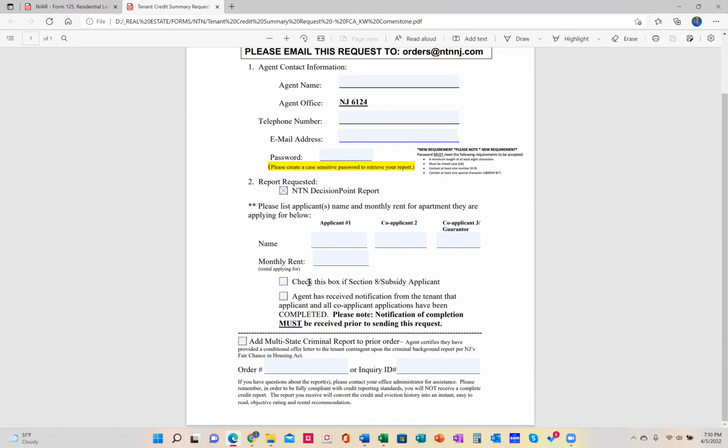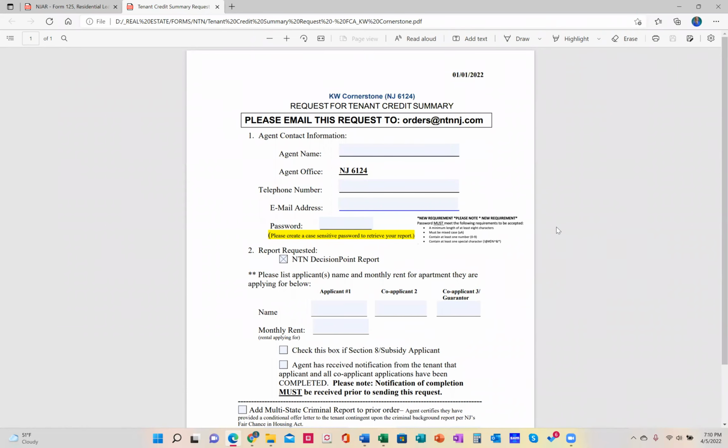Where do we get this form? This form comes after. This is in DocuSign, in the KW 705 folder. What number? Yeah, I missed that. It's called request for tenant credit summary. Gotcha.